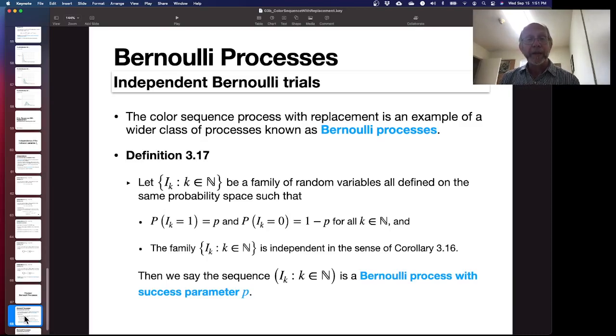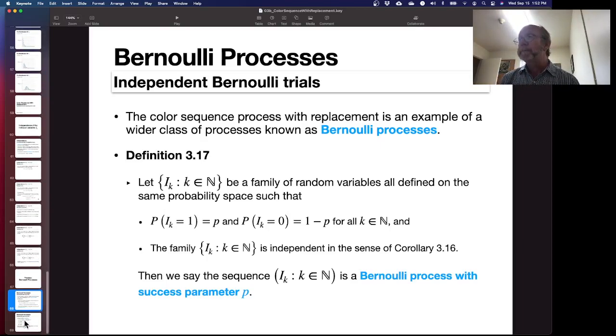And then the second main ingredient for a Bernoulli process is that these indicator variables have that property of independence that we saw back in Corollary 3.16. That is, any probability involving an intersection of events involving the I sub k's would be the product of the probabilities of the individual events. That's the property of independence. If those two things hold, then we say we have a Bernoulli process with success parameter p.